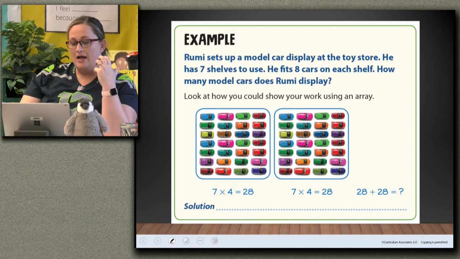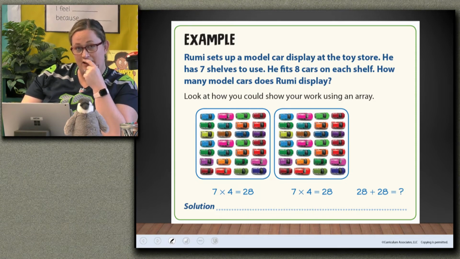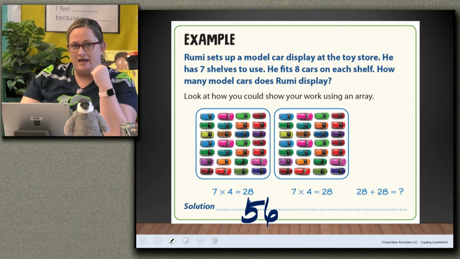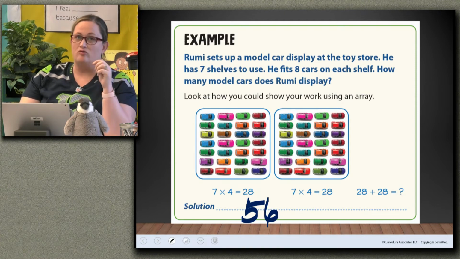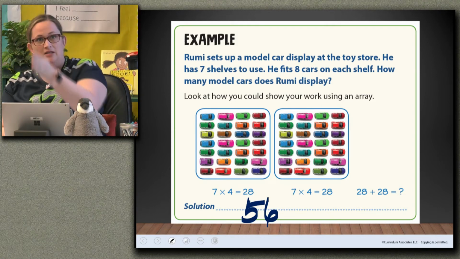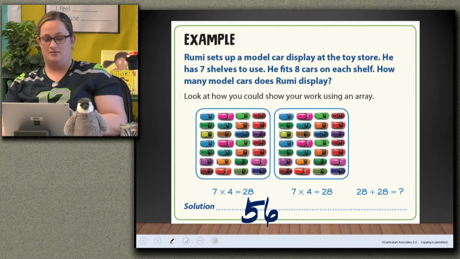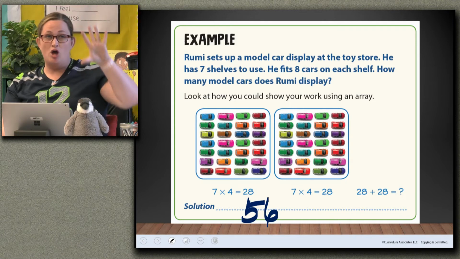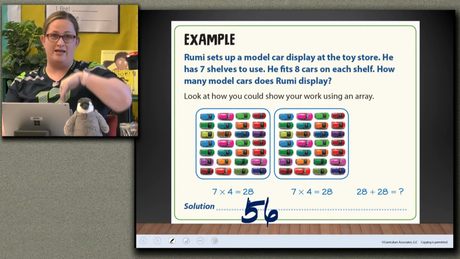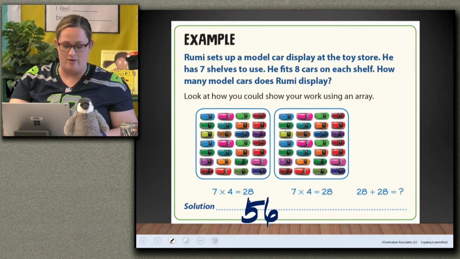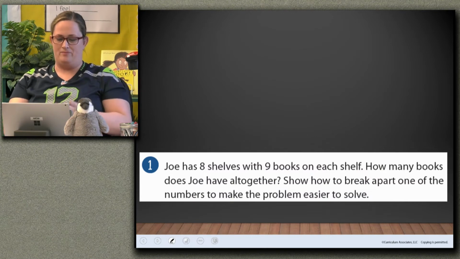56. So how many cars does Rumi display? 56. See how doing that mental math makes it really quick? Much quicker than drawing out all the dots, splitting it, counting every single dot. We can use what we know about that model and apply it to the numbers. Let's keep going.